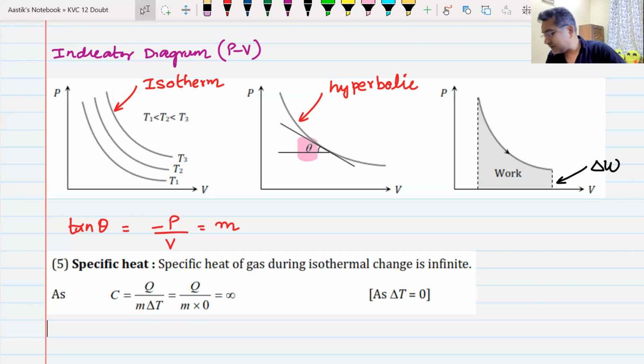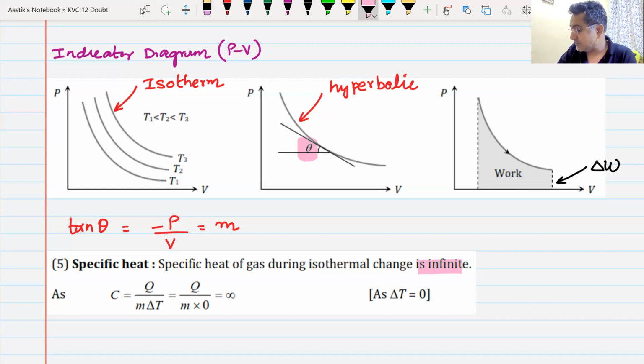For an isothermal process, as there is no change in temperature, this C is not defined. Some people may call it infinite, but it is not defined because you are not going to change the temperature. If temperature is not going to change, whatever amount of heat you give, it is not required. It cannot change the temperature, and hence the specific heat capacity becomes infinite. It is very, very high. Remember this.